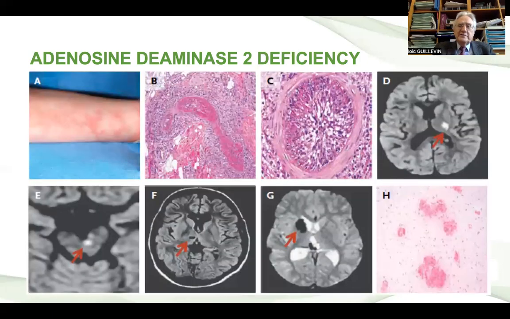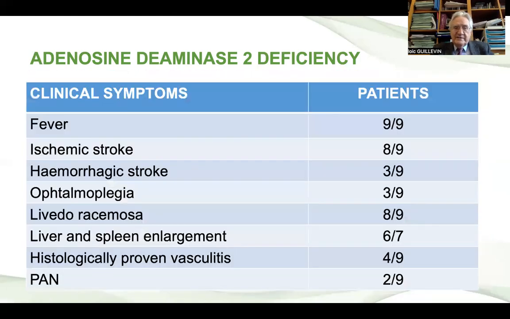And in the first paper published in the New England Journal of Medicine, you can see these patients with livedo. You see the vasculitis with the fibrinoid necrosis. And you have all these spots in patients who had strokes. And how to treat this very special disease.